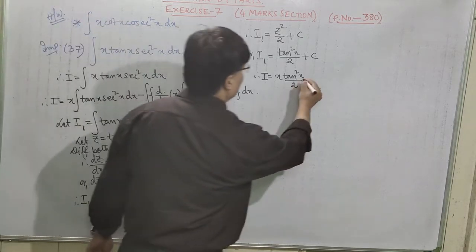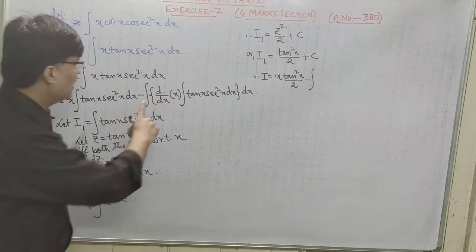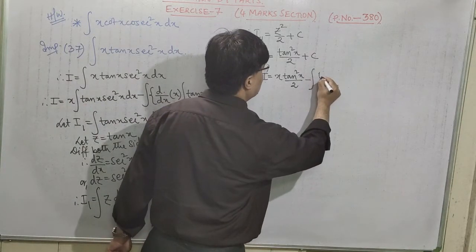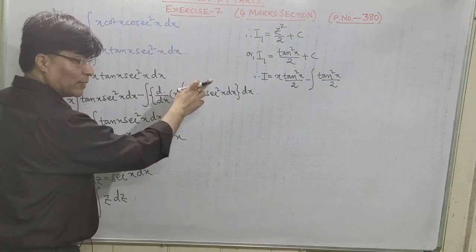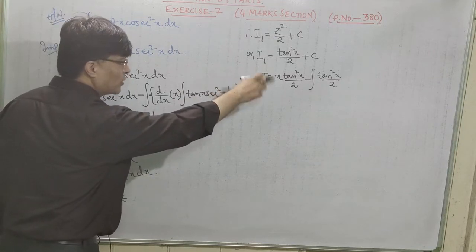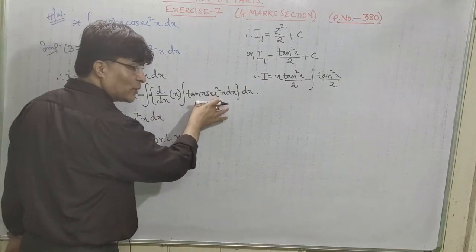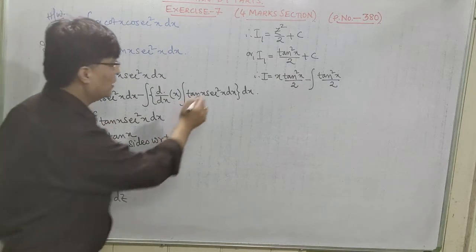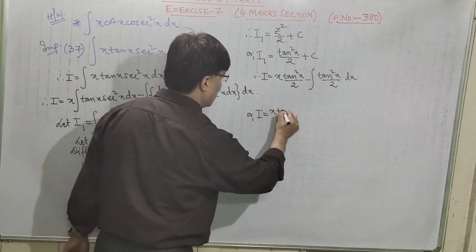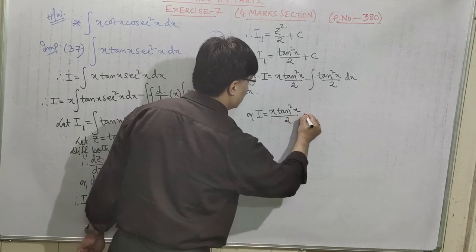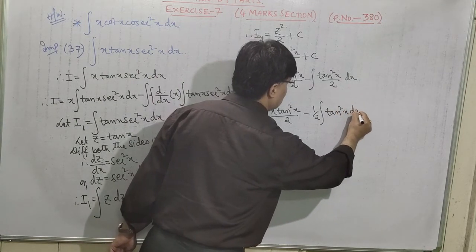Okay, so minus integration of, what is d by dx of x? That is 1, you don't have to write it. And what is the integration of tan x sec square x dx? It is tan square x divided by 2. We just got the integration of tan x sec square x dx, isn't it? Then we write dx. So I is equal to x tan square x divided by 2 minus half, the constant taken outside, integration of tan square x dx.